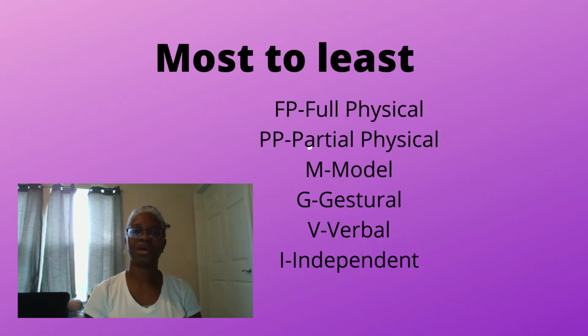When you're going to use most to least prompting, you start again with the most intrusive and you end with the least intrusive. So you start with the most amount of help you're going to give and you end with the least amount of help you're going to give. So most to least prompting, you start with the full physical, followed by the partial physical, followed by the model, then the gesture, then the verbal, until full independence.